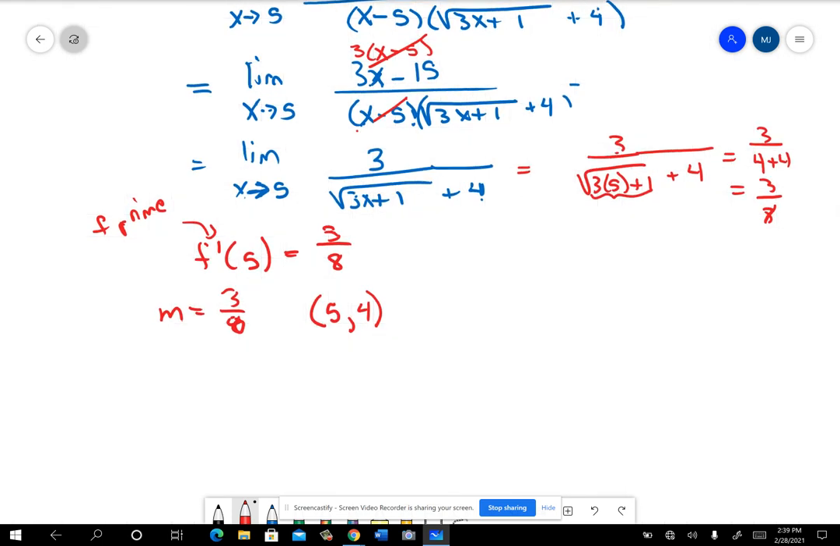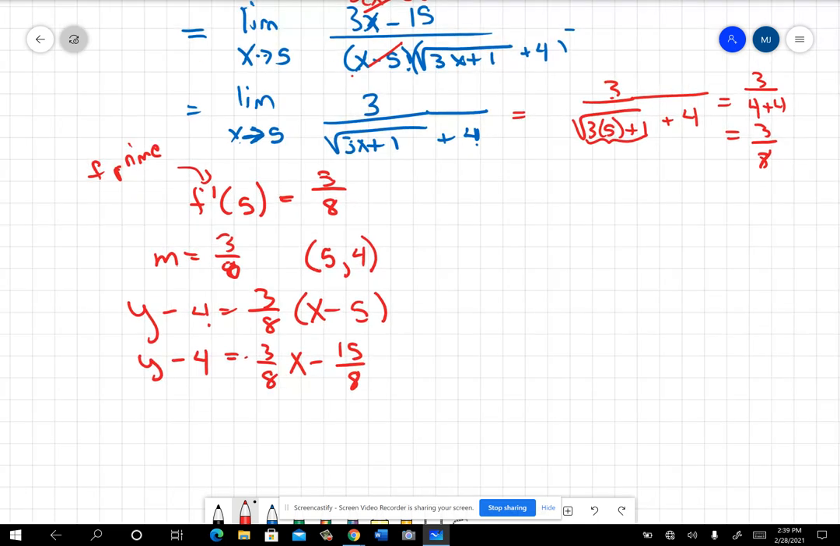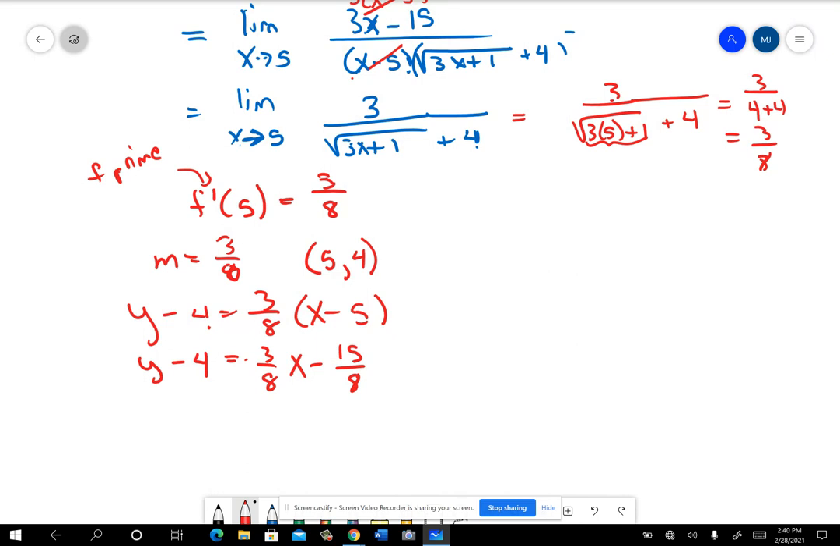And then we go and we do our equation. Y minus 4 equals 3/8 x minus 5. Okay, so that would be 3/8 x minus 15/8. You can use a calculator to do fractions, so don't let them make you think it's complicated. Add 4. And when you add 4 there, you really are adding 32/8. So that would be, let's see, 17. So 3/8 x plus 17/8.